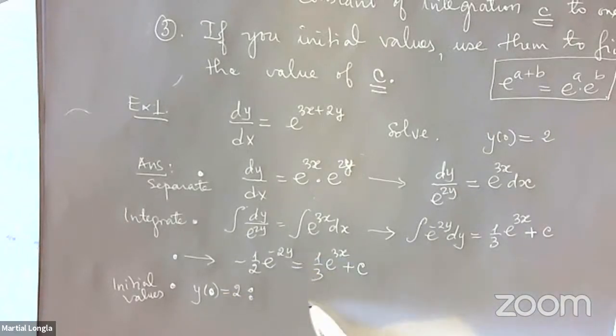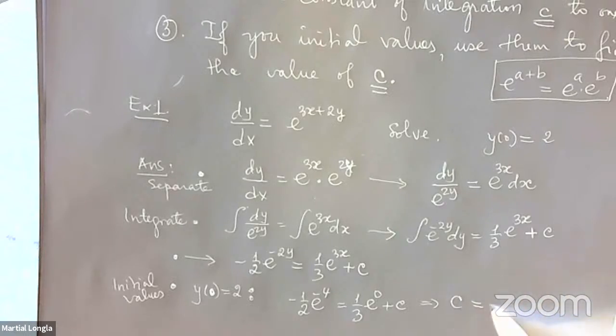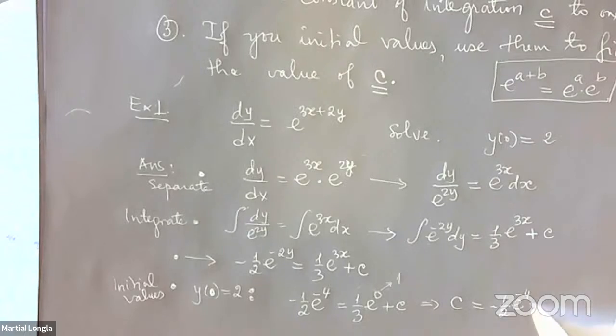So y is 2. So that's minus 1/2 e to the minus 4, because y is 2, equals 1/3 e to the 0, because x is 0, plus C. So that gives you C equals negative 1/2 e to the minus 4. And then you send this to the other side. e to the 0 is 1. So it comes here, it becomes minus 1/3. So that's the value of C.